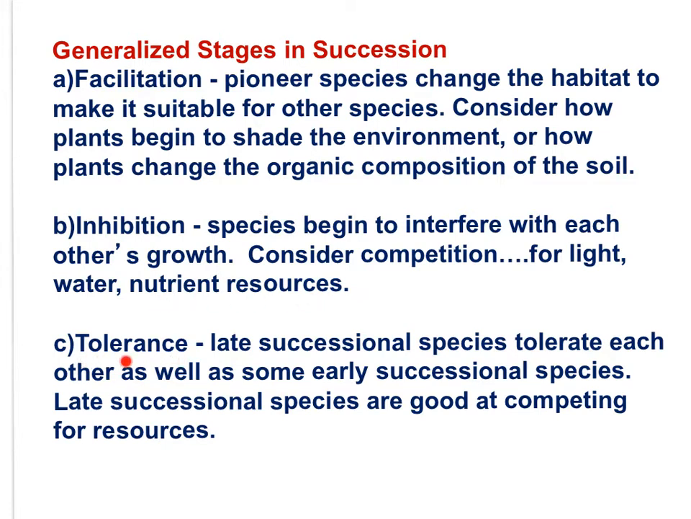And then there's the tolerance phase. Late successional species tolerate each other, as well as some early successional species. Late successional species are good at competing for resources.